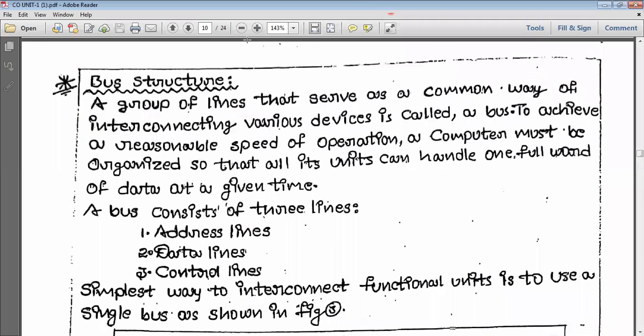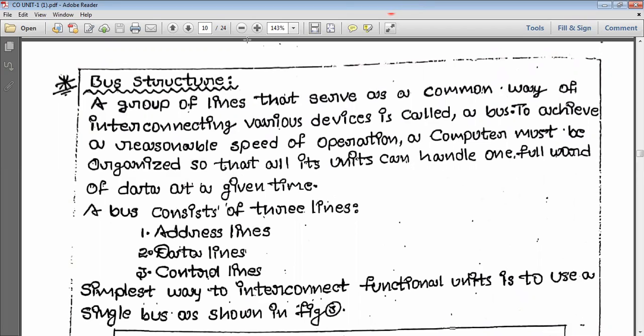That transfers the passengers from one place to another place. Like that here also, the data will be transferred from one device to another device. So here some group of lines are there. Each line carries one bit of information. That is, it creates a communication path between the two devices.